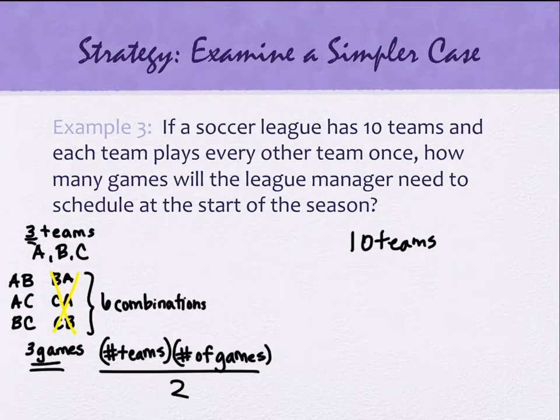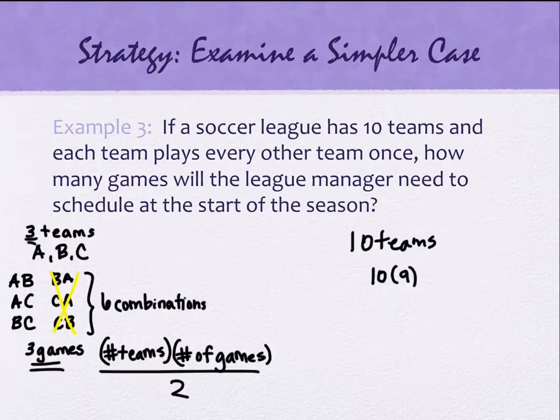Each team plays 9 games. They do. I have 10 teams. Each team plays 9 games. But if I were to write all those combinations out, there'd be twice as many as I need, right? I'd have an AB and a BA. I'd have an AC and a CA, all the way down the line.